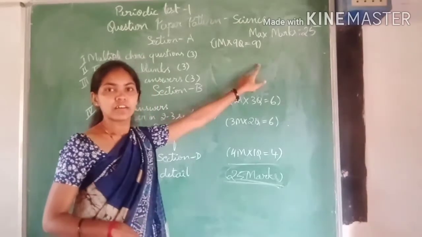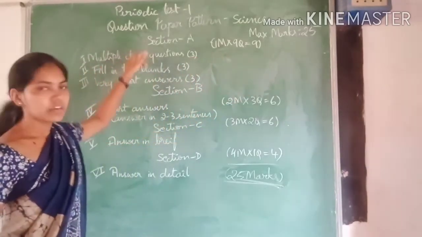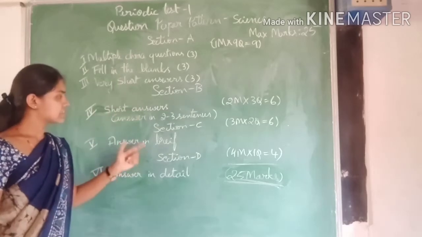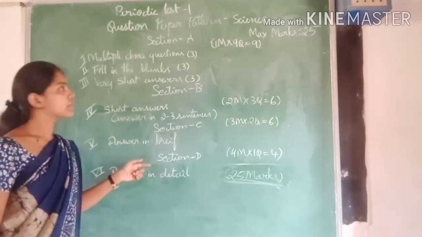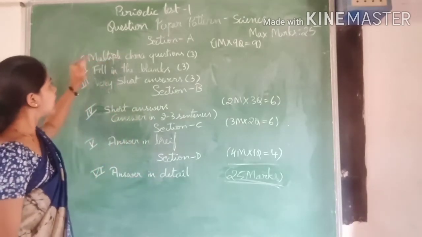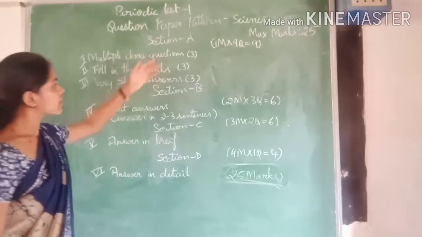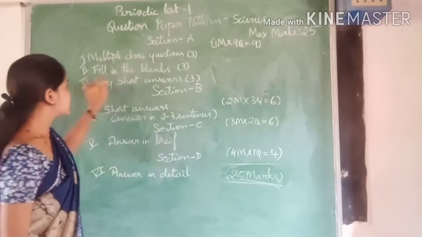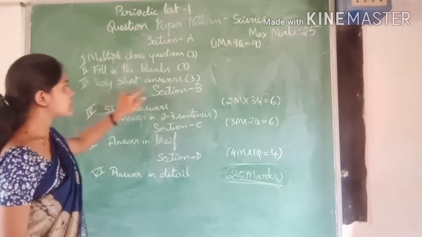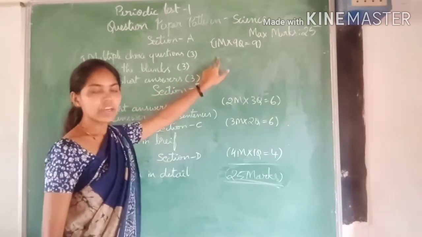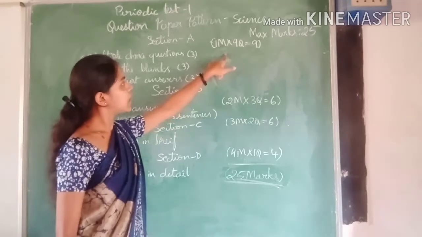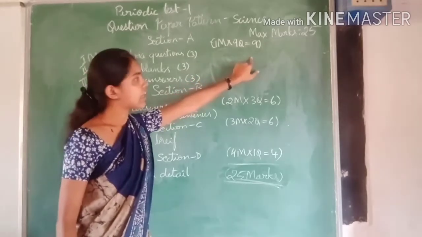Okay, in the question paper you can see 4 sections: section A, section B, section C, and section D. In section A there are 3 parts: multiple choice questions, fill in the blanks, and very short answers. So there are 9 questions. Each question carries 1 mark. So 1 mark, 9 questions, total 9 marks.